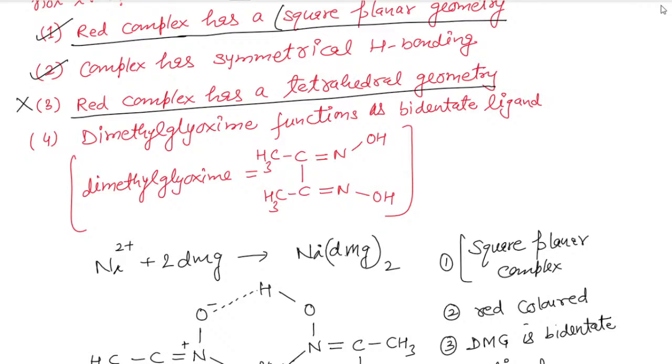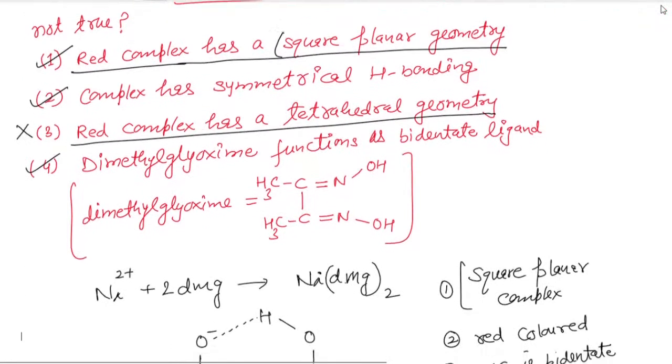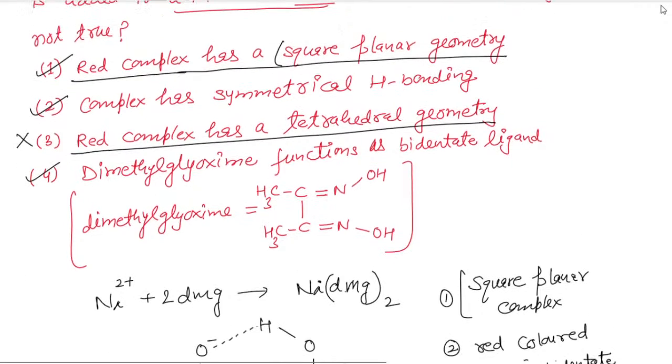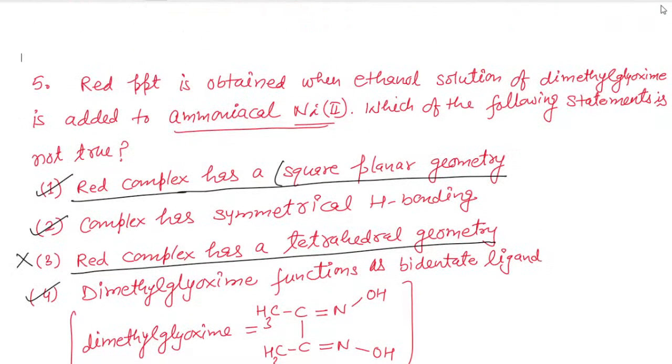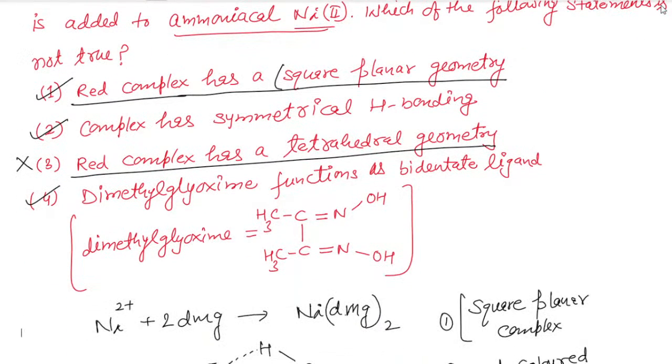So obviously the third option is correct, because we have to identify the incorrect statement. Dimethylglyoxime functions as a bidentate ligand, right? Because the question was which of the following statements is not true. So it should be the third statement, which is not true. Yes, Swasti? Is it okay? Understood? Question number 5. Yes, beta.